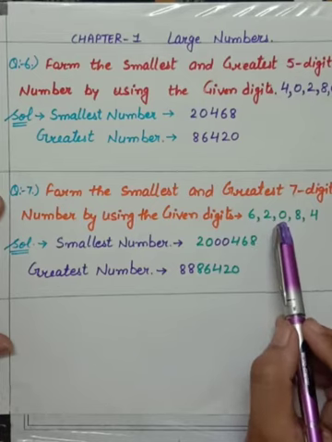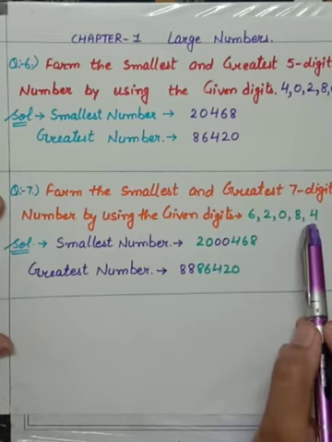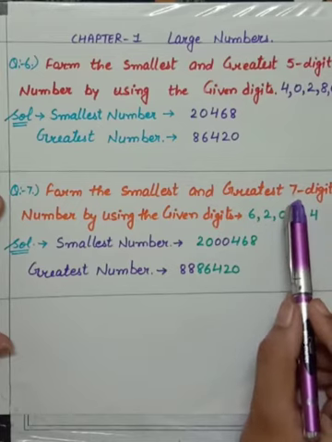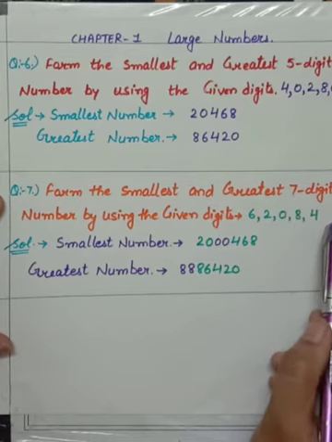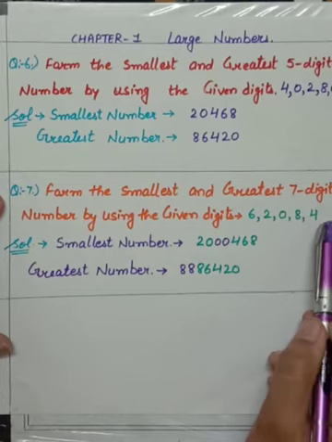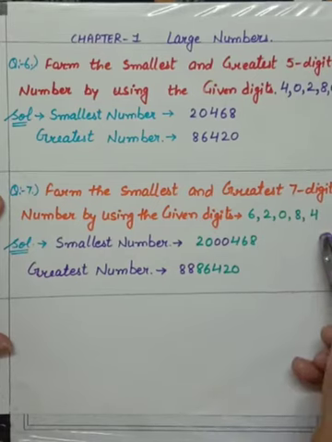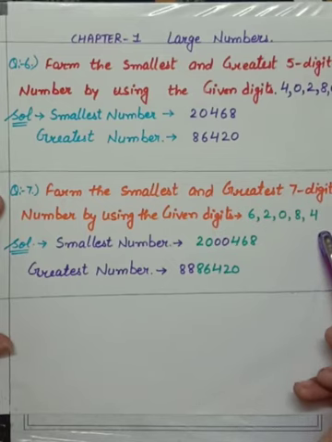1, 2, 3, 4, 5. But here only 5 digits are given, but we need 7 digits. Here 2 digits are less. So we can repeat the given digits 2 times. Now let us see how we can repeat the digits.